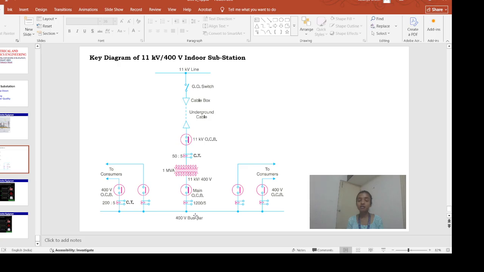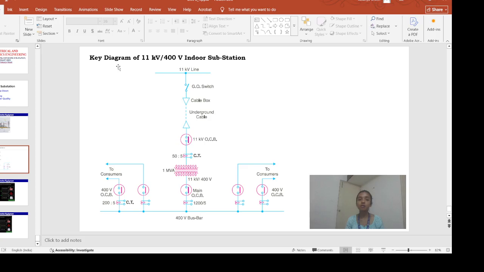So because we only use 75 to 80%. You can see 1200 minus 800, that 400 ampere we are not using, as we cannot use the 100% rating of the transformer. So if we want to stop giving supply to these consumers, we need to open this main oil circuit breaker.